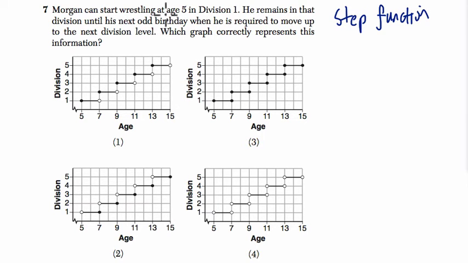Morgan can start wrestling at age 5 in division 1. He remains in that division until his next odd birthday when he is required to move up to the next division level. Which graph correctly represents this information? So the answer is 1.